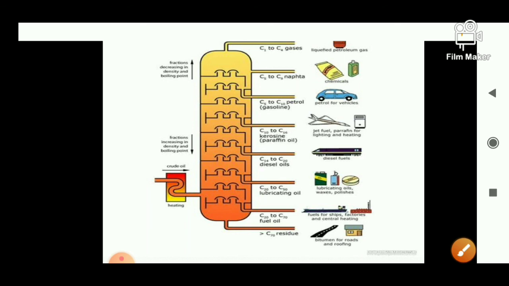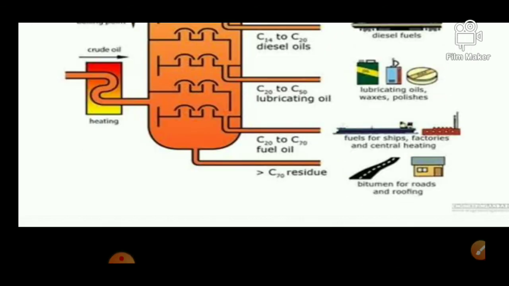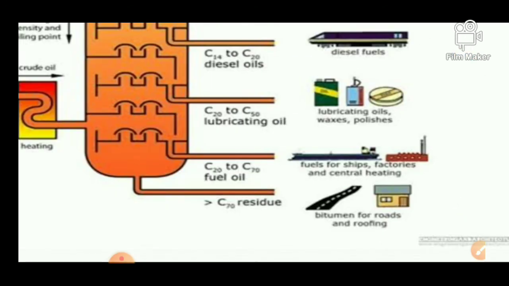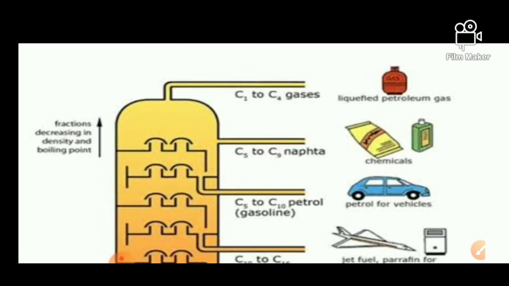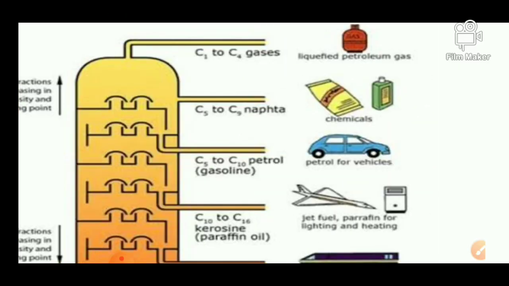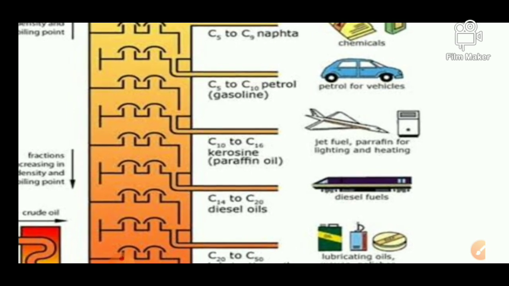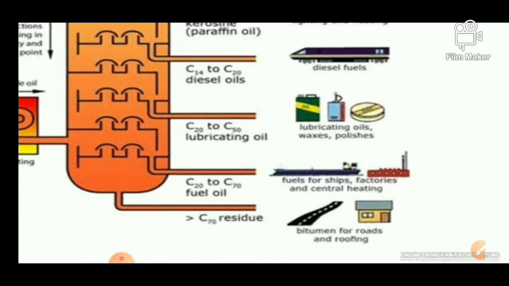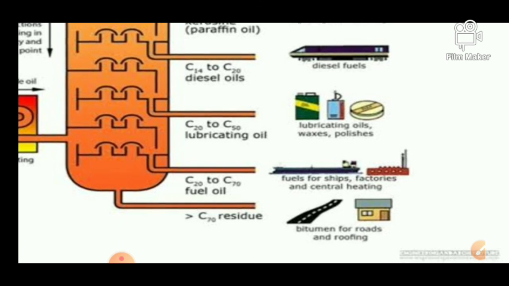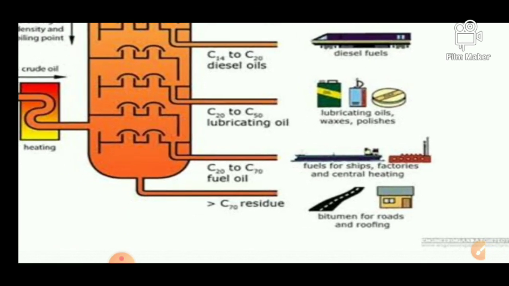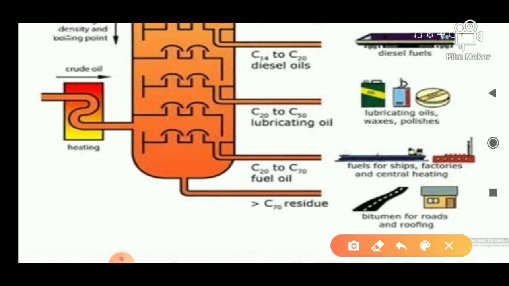Now see. In this column you can see at the top level some gases are there, then naphtha, then petrol. Their boiling point is low, so they have come to the upper side. Then next kerosene, paraffin oil is also one of the fractions. Then diesel oil, lubricating oil and fuel oil. And the one with the highest boiling point will be the fuel oil and residue. These come out at the bottom. From here you can collect it. From these outlets you can collect all the fractions.